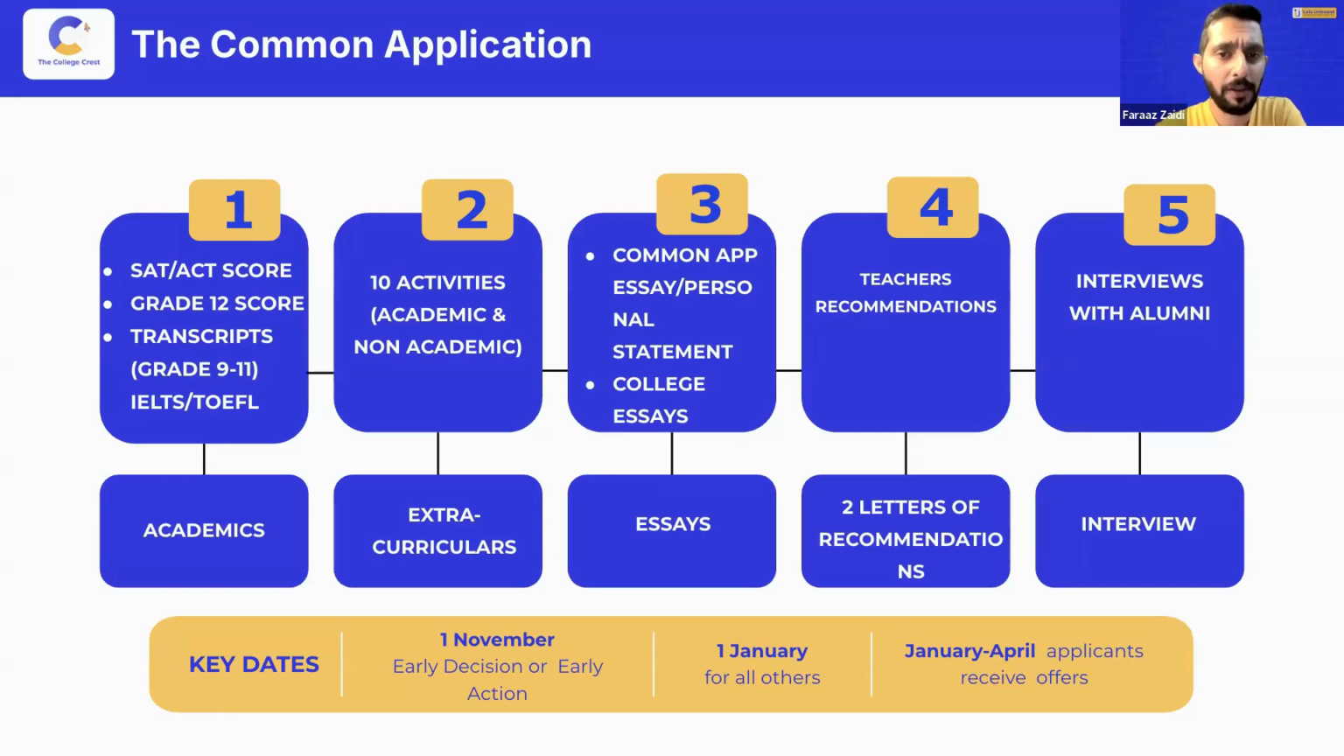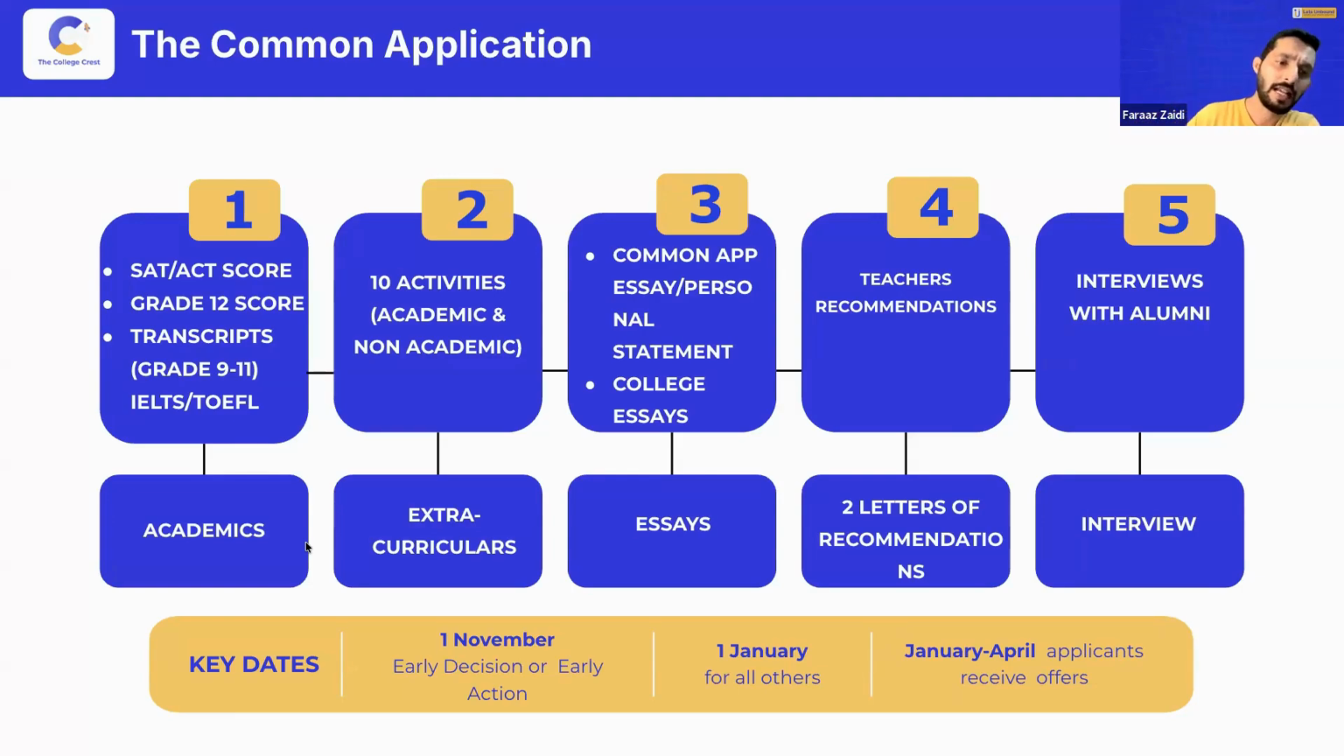There are also places where you could apply simply direct. MIT and Georgetown have their own unique platforms as well. Despite these differences, the core components, the things that you see at the bottom, the academics, the extracurriculars, the essays, letters of recommendation, and interviews, they all remain the same. These are the core components that will remain nearly identical. And that's what we're going to decode here.